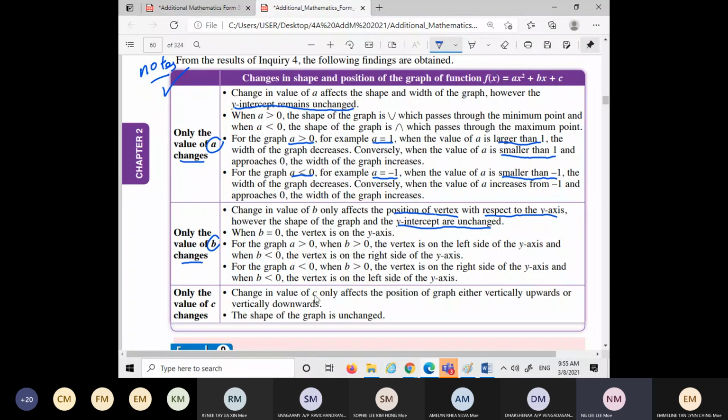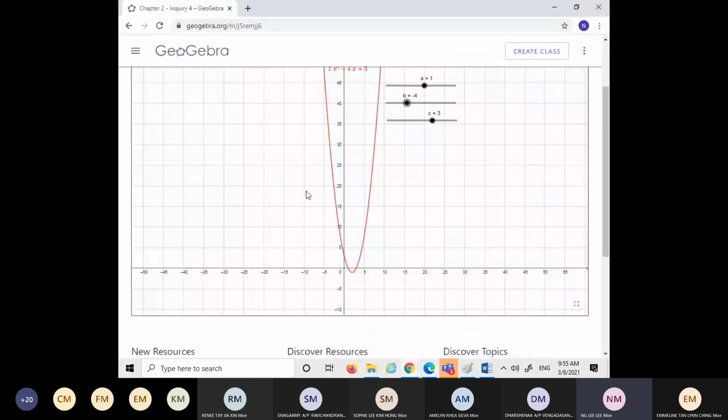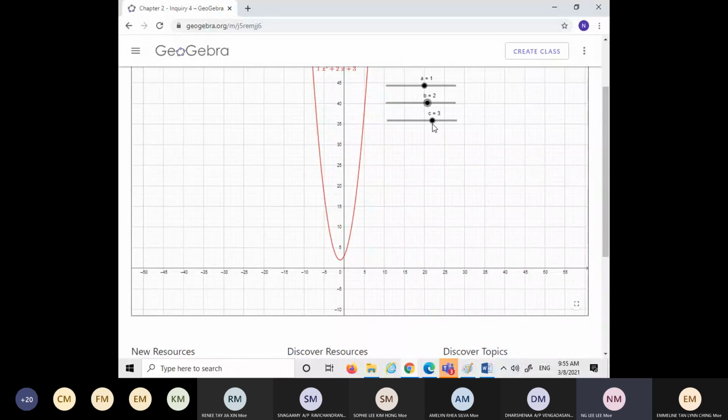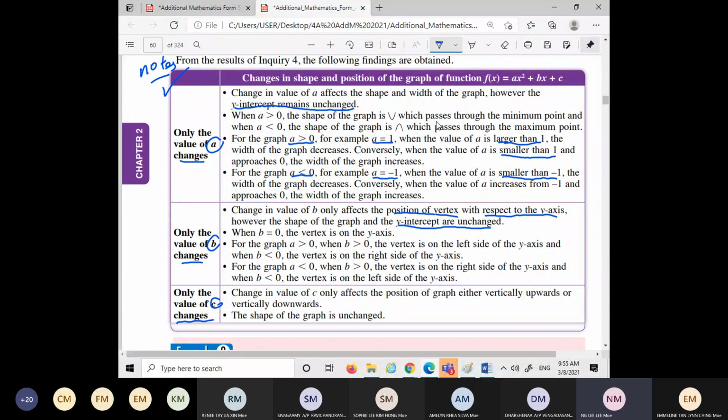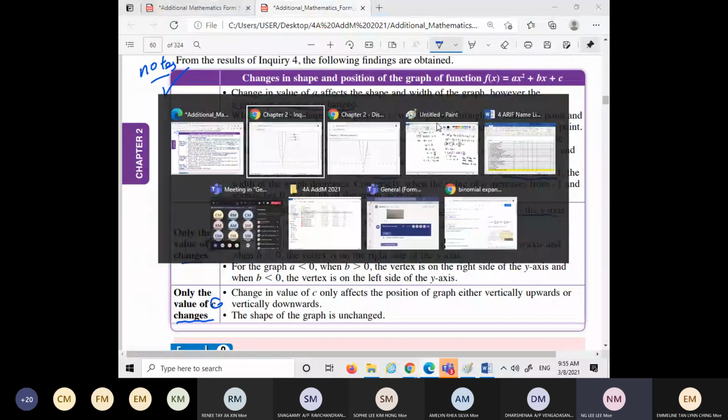Okay, 5 more minutes. Only the value of c changes. A change in the value of c only affects the position of the graph, either vertically upwards or vertically downwards. The shape of the graph is unchanged. Let us see. Let's say I set this back to 2, the original. Now you see, it will move the position of the graph either vertically upward or vertically downward.